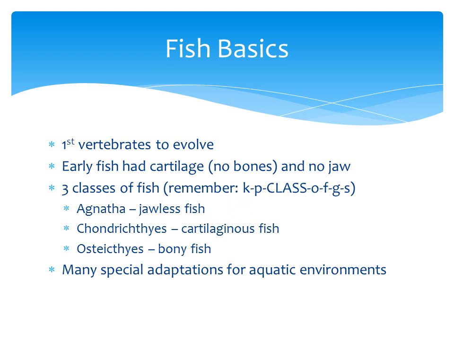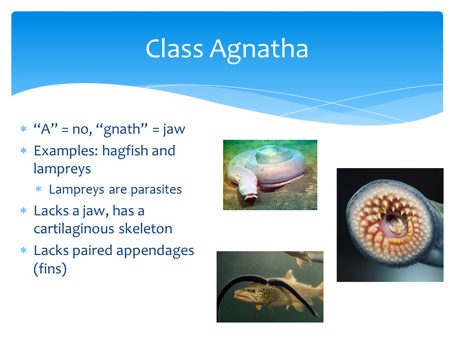There's three of them. Agnatha are the jawless fish. Chondrichthyes are cartilaginous fish, and Osteichthyes are bony fish. And each of them has different adaptations for aquatic environments, so living in water.